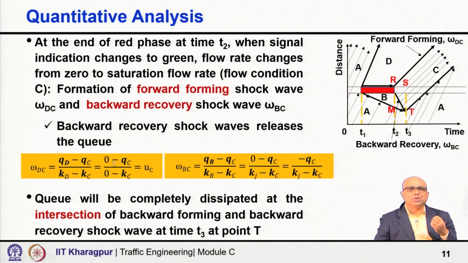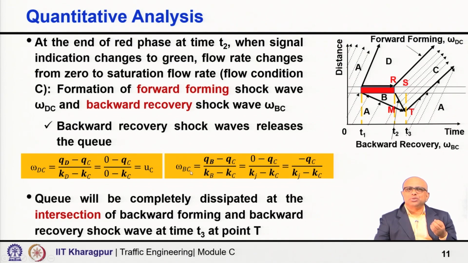So, again we can calculate the speed of the shock wave created by traffic states D and C, that is W_DC equals (Qd minus Qc) divided by (Kd minus Kc). Now, Qd is 0, Kd is 0. So, it is Qc by Kc, which is nothing but Uc, the speed of traffic state C.